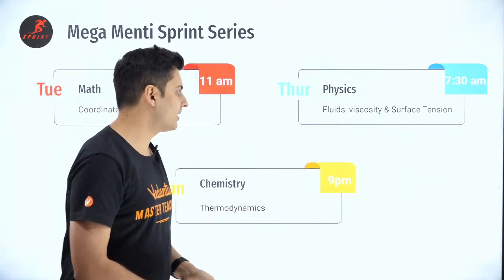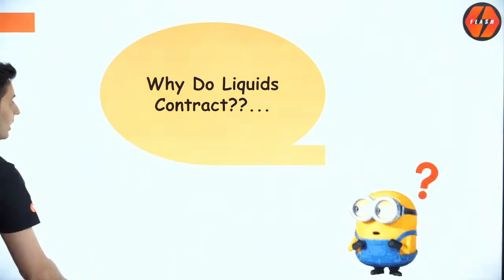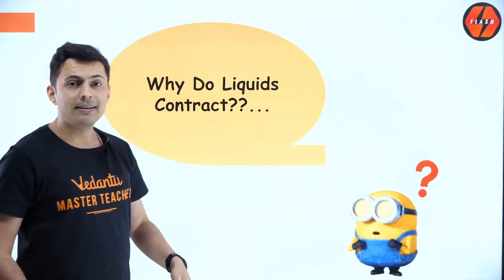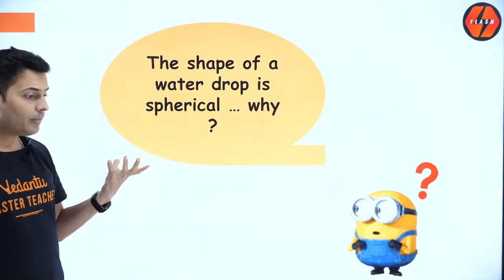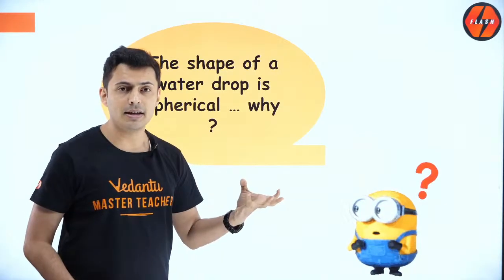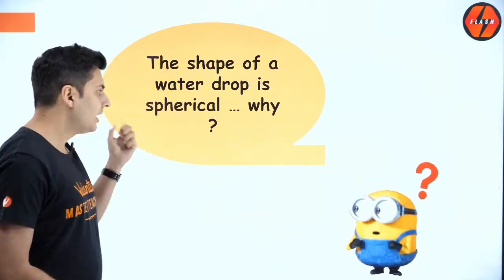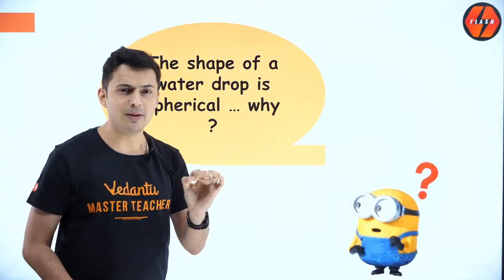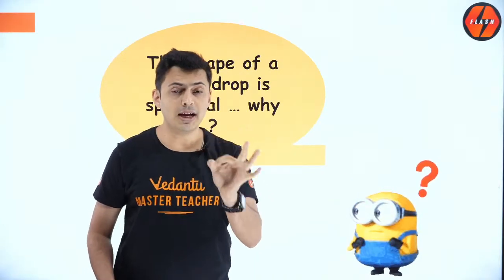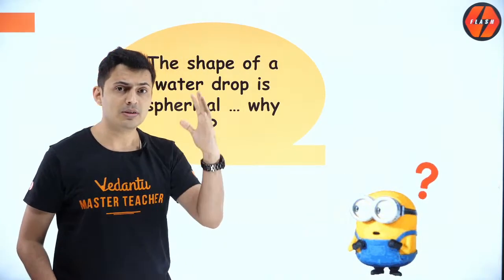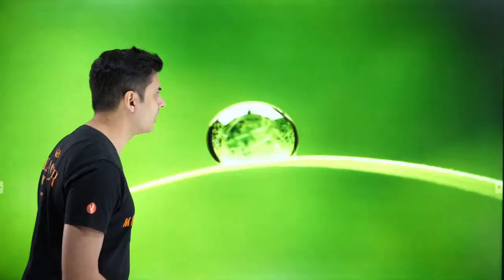Let's begin today's session then. So, let's talk about why liquids contract. Let's talk about why a drop of liquid is spherical in nature. We're going to talk about all of this. And the reason for that is one simple force called surface tension. So, stay tuned because there are a lot of very good problems which are going to come up on the way.